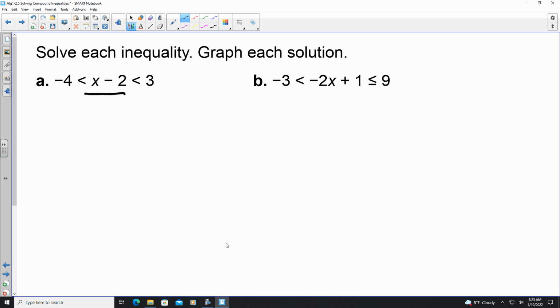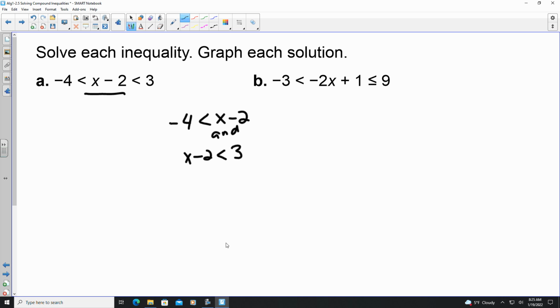So here, this x minus 2 is going to be attached to both situations. This is like saying, if you were to expand this, negative 4 is less than x minus 2, and x minus 2 is less than 3. That is what it would look like in expanded form. You would do the exact same thing to both particular problems. You're going to add 2 to both sides.